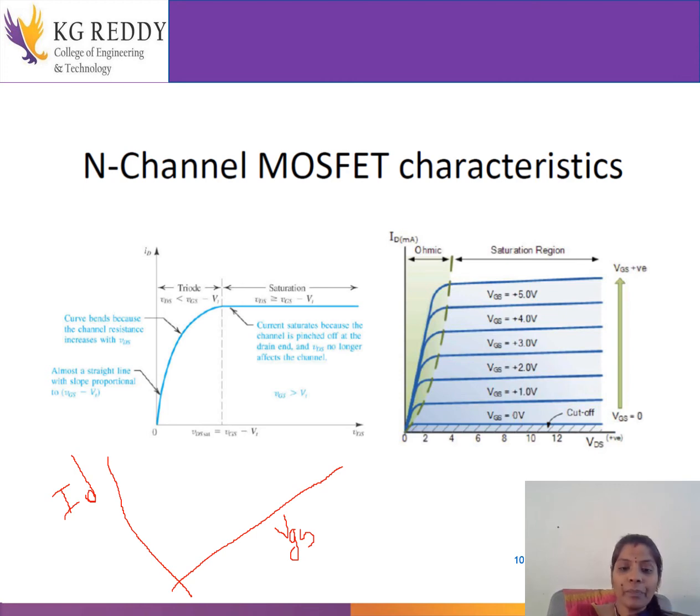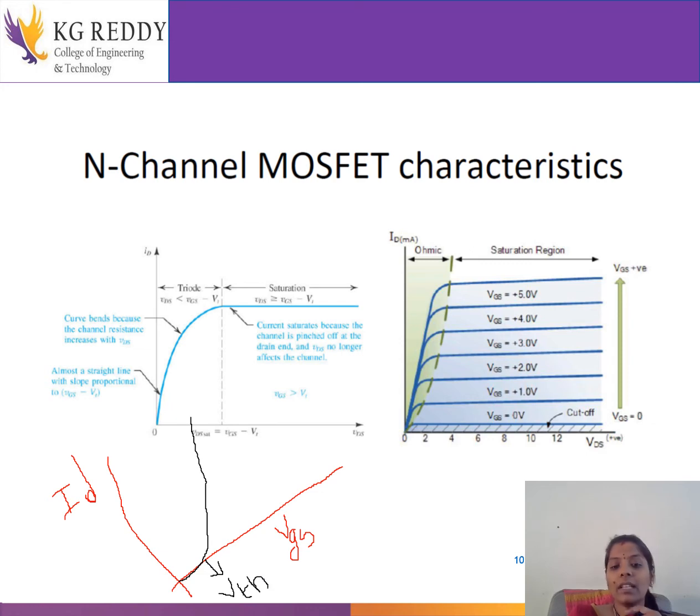I have plotted the characteristic, and now I am plotting it something like this. This portion, I say, is V_TH, the threshold voltage, V subscript T H.